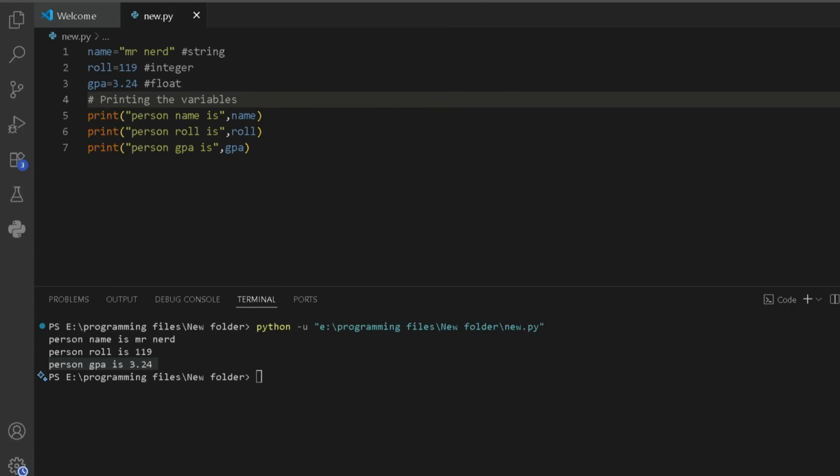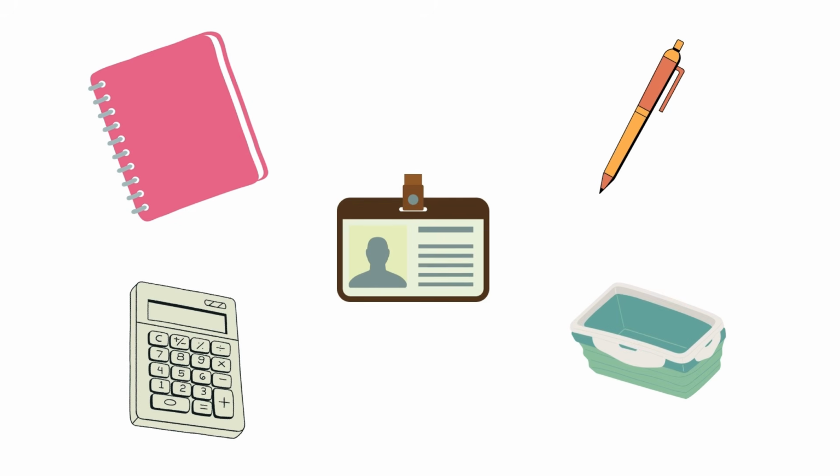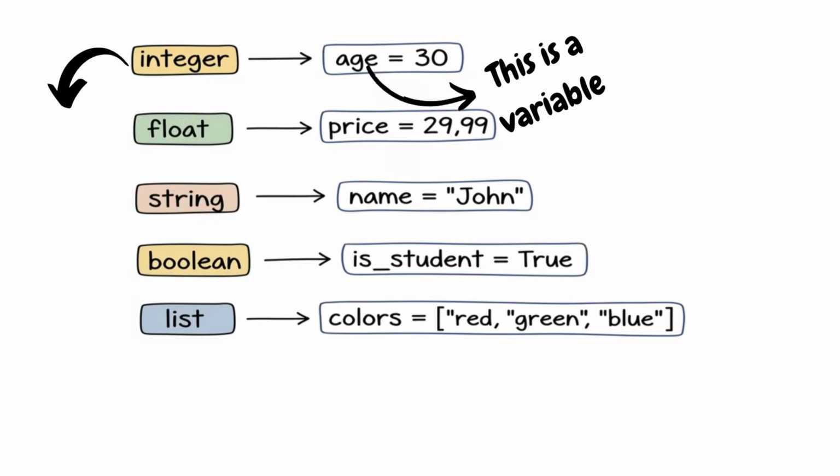Okay. Now learn what data types are. Imagine you are packing your backpack for school. Inside, you place different items: a pen, a notebook, a calculator, your ID card, a lunchbox, and so on. Each item has a different purpose, shape, and size, just like data types in Python. Python needs to understand what kind of item you are storing, so it knows how to use it.